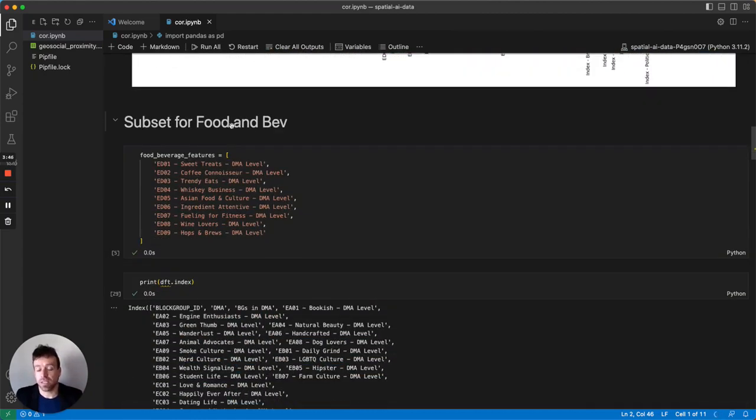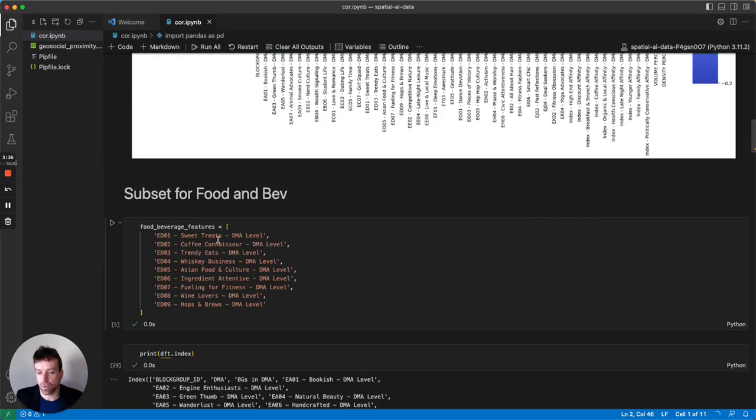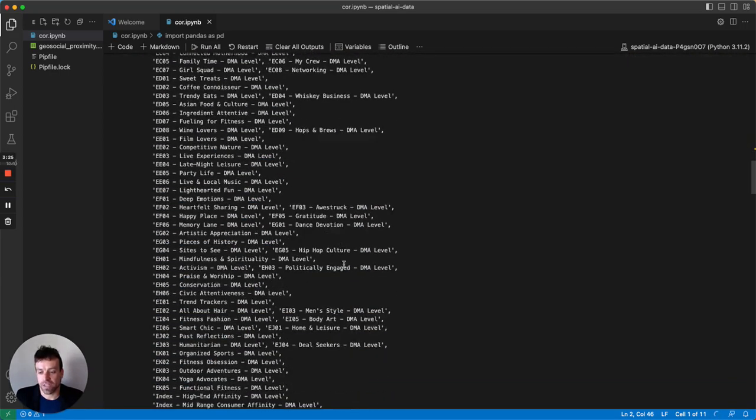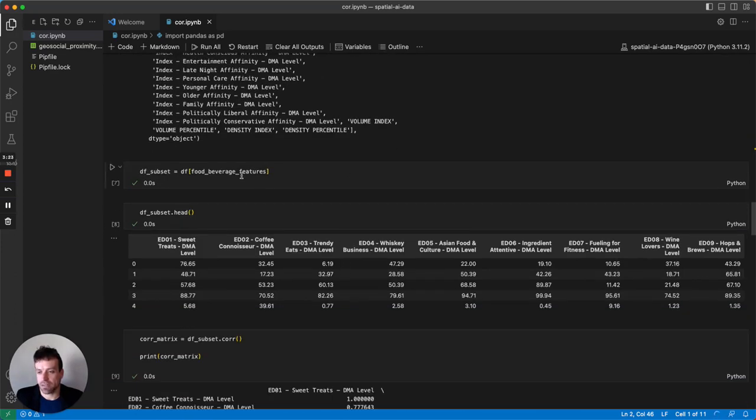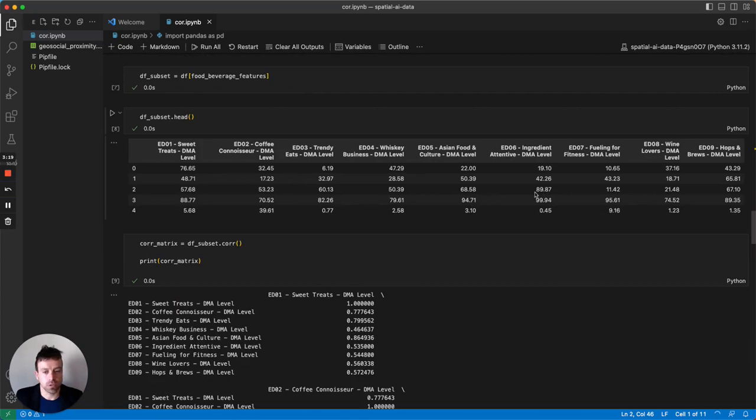I decided to subset the data instead to just look at those categories that have to do with food and beverages. So instead of doing everything in this list, I am just looking for correlations between regions where they like sweet treats, coffee connoisseurs, trendy eats, whiskey business, et cetera. So here's me subsetting the data and checking what my new data frame looks like.